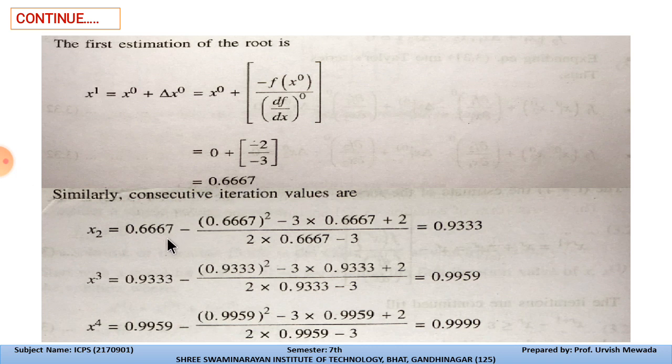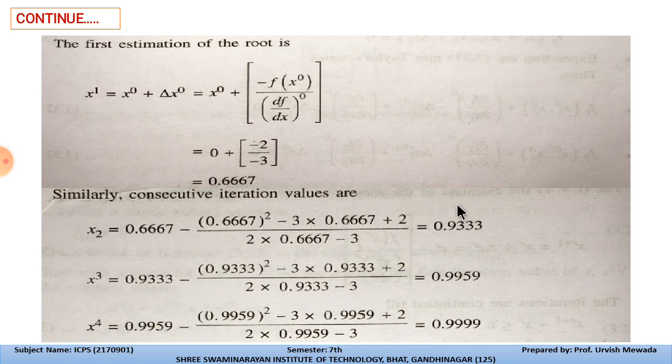So the equation is x1 minus x1 square minus 3 into x1 plus 2, divided by 2 into x1 minus 3. This is the equation we are going to use, and by putting in these values we can get the value of x2. So this is the value that we determined from x1: 0.6667 minus 0.6667 square minus 3, and by putting in all the values we can get the value of x2.